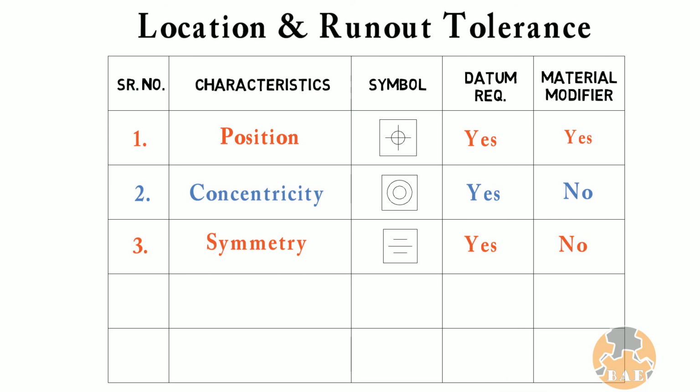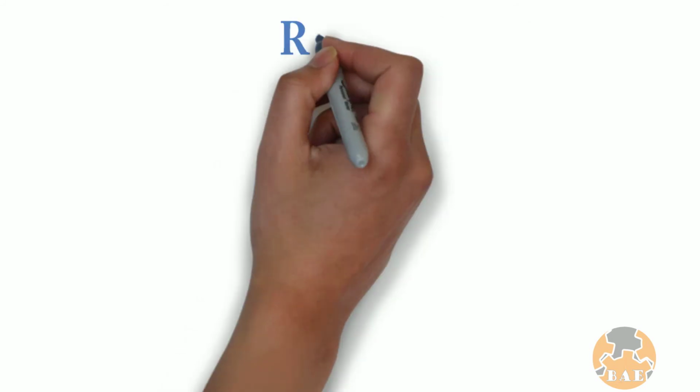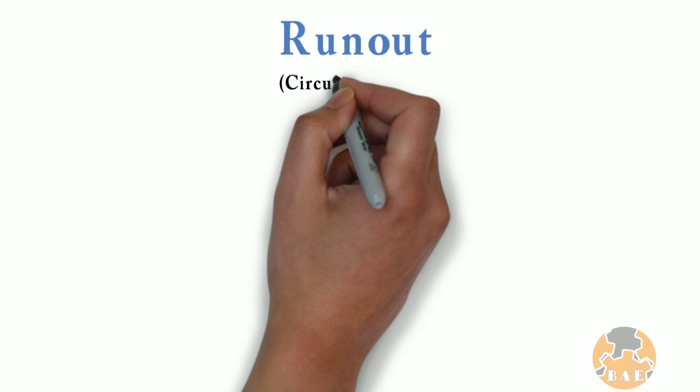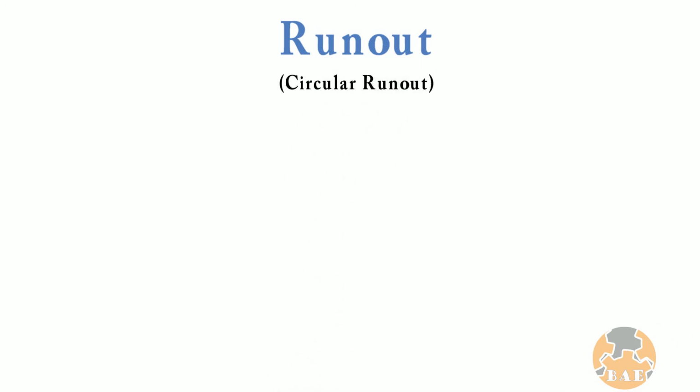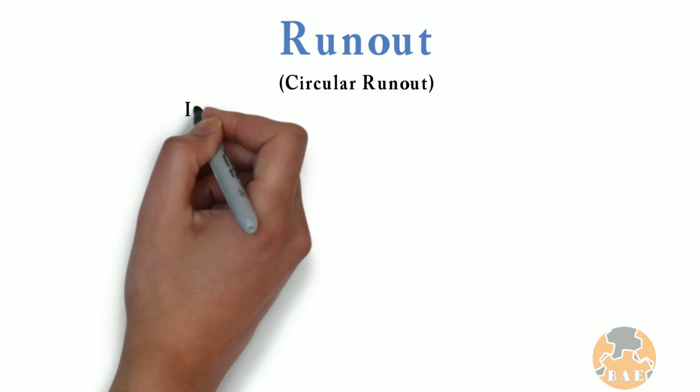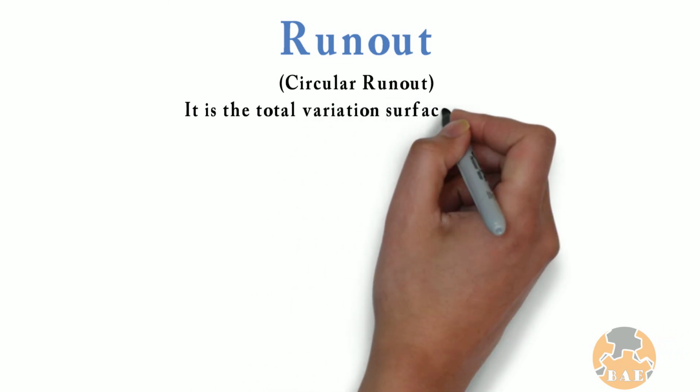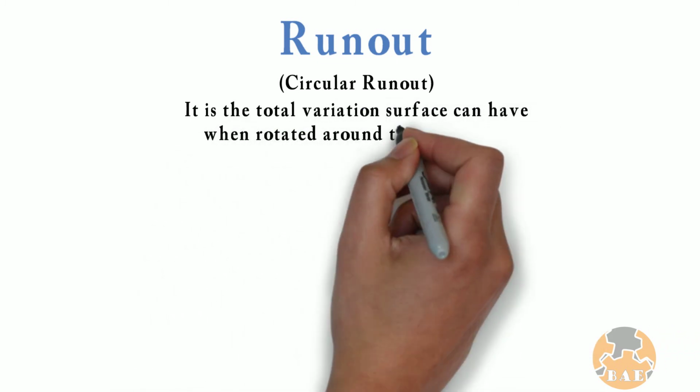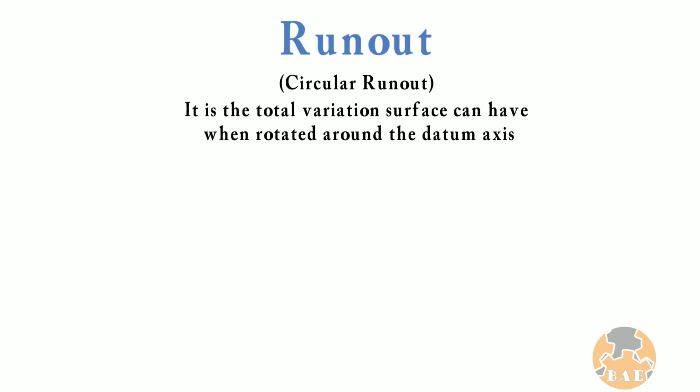Now we will see our last tolerance category, which is runout tolerance. There are basically two types of runout, which are runout, or the circular runout, and the total runout. Now we will see runout. Runout is also known as circular runout. Basically, runout controls the wobbling of the part. Runout is the total variation that the reference surface can have when the part is rotated around the datum axis. We show runout by this symbol.